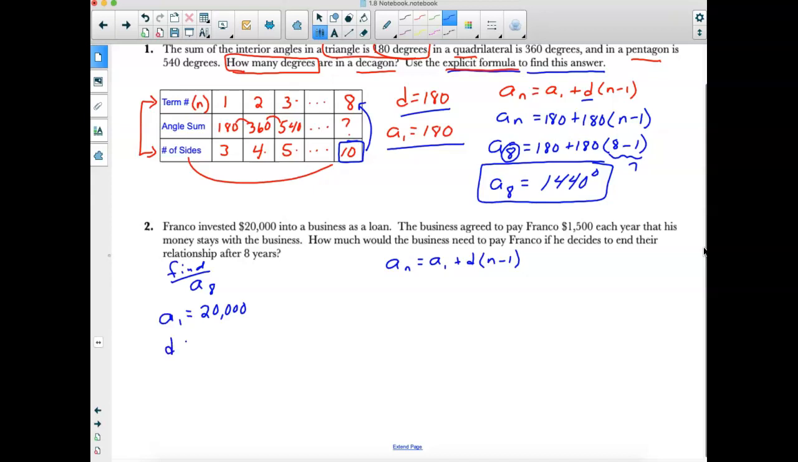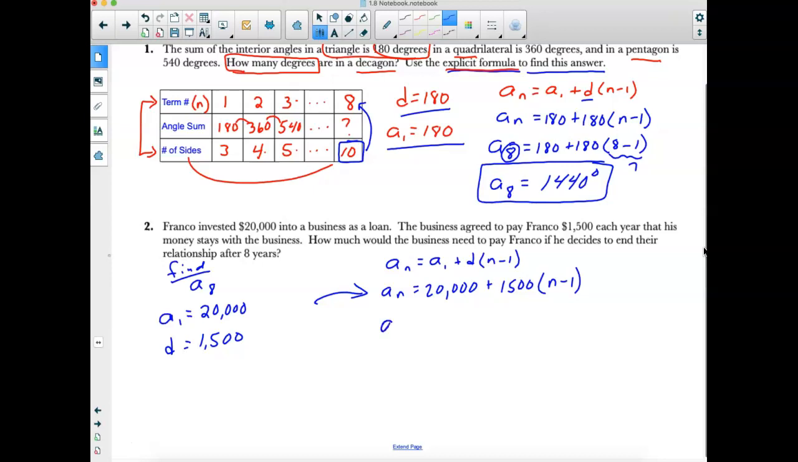What is the d? What did they agree to pay him every year? $1,500. Okay, so I can say a sub n is $20,000 plus my 1,500 times n minus 1. This is a formula. I know there's other ways to do it, but we're doing an arithmetic sequence. We're writing a function. We are not just finding a number. We're actually writing a function-looking thing, I'm going to call it.